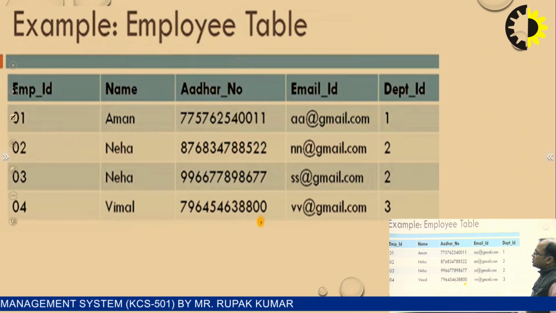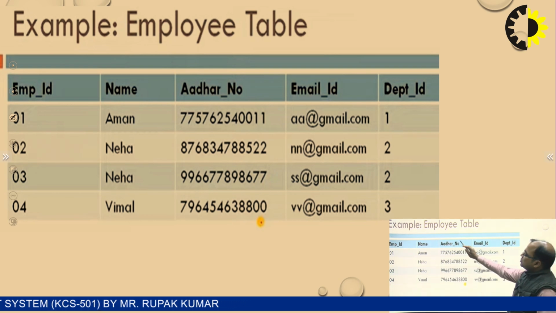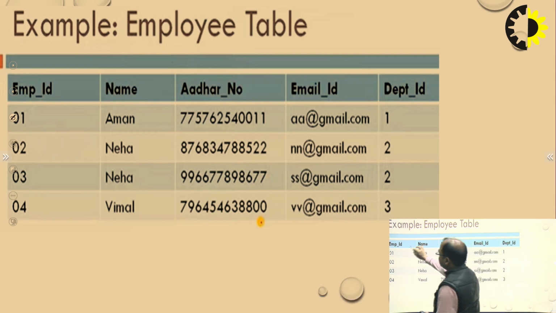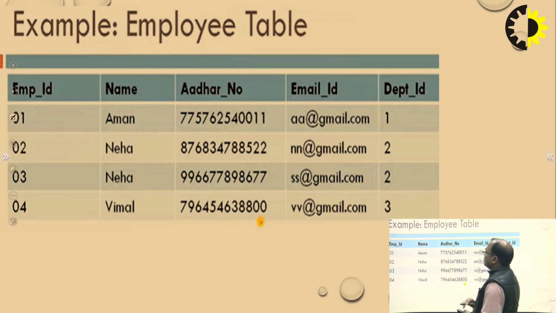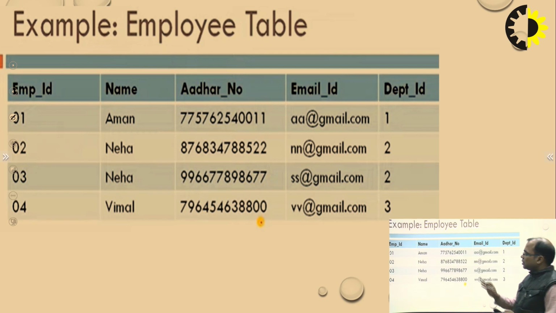Now in this video, we take an example of an employee table. So understand this employee table first. There is an employee ID, that is 1, 2, 3, 4. Next, the name: Aman, Neha, and Bimal. Names can be repeated. Then the Aadhaar number of each employee, the email ID of the employee, and the department of the employee. Maybe the department number is also the same.